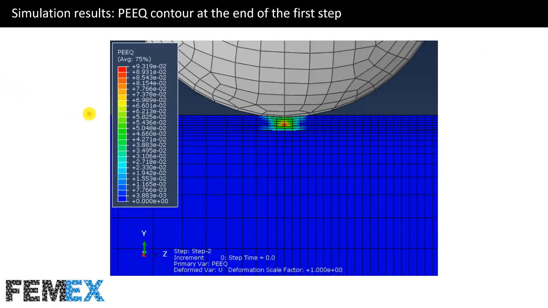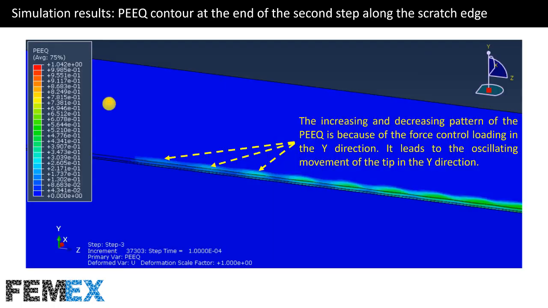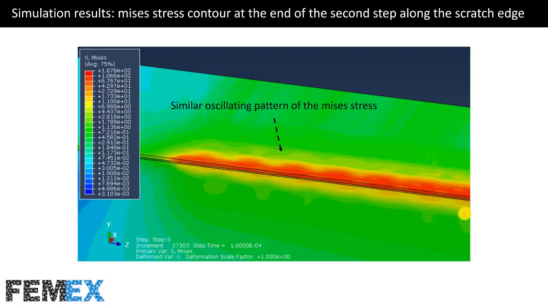And here we have the PEEQ contour at the end of the first step. And here you can see the PEEQ contour at the end of the second step along the scratch edge. The increasing and decreasing pattern of the PEEQ is because of the force control loading in the Y direction. It leads to the oscillating movement of the tip in the Y direction. Now I go to Abaqus to show you these results.